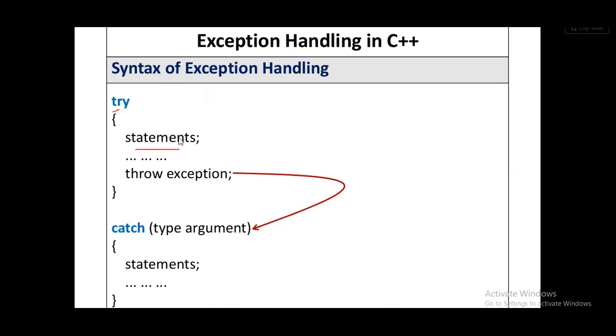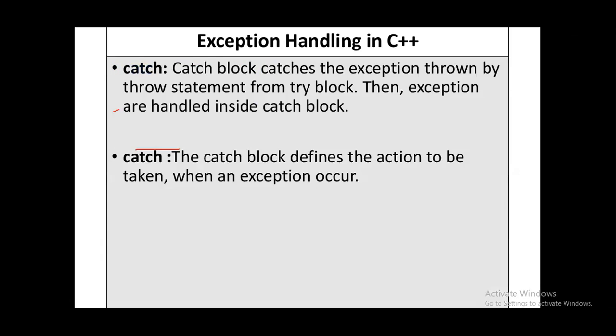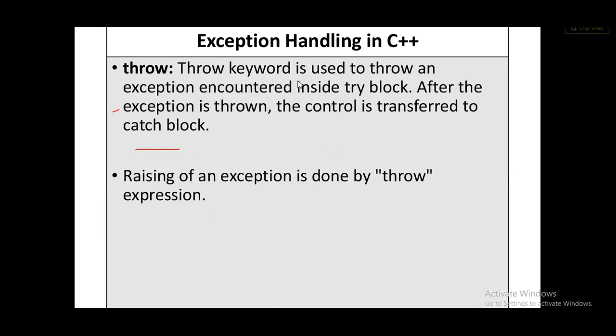So whenever there's an error in the try block, it catches the exception and throws it to the catch block, and the catch block takes the exception and solves the problem. Now the question comes, what is a throw? Let's come back here. The throw keyword is used when an exception is encountered inside the try block. So whenever we face a problem, we take the problem and throw it to the catch block.